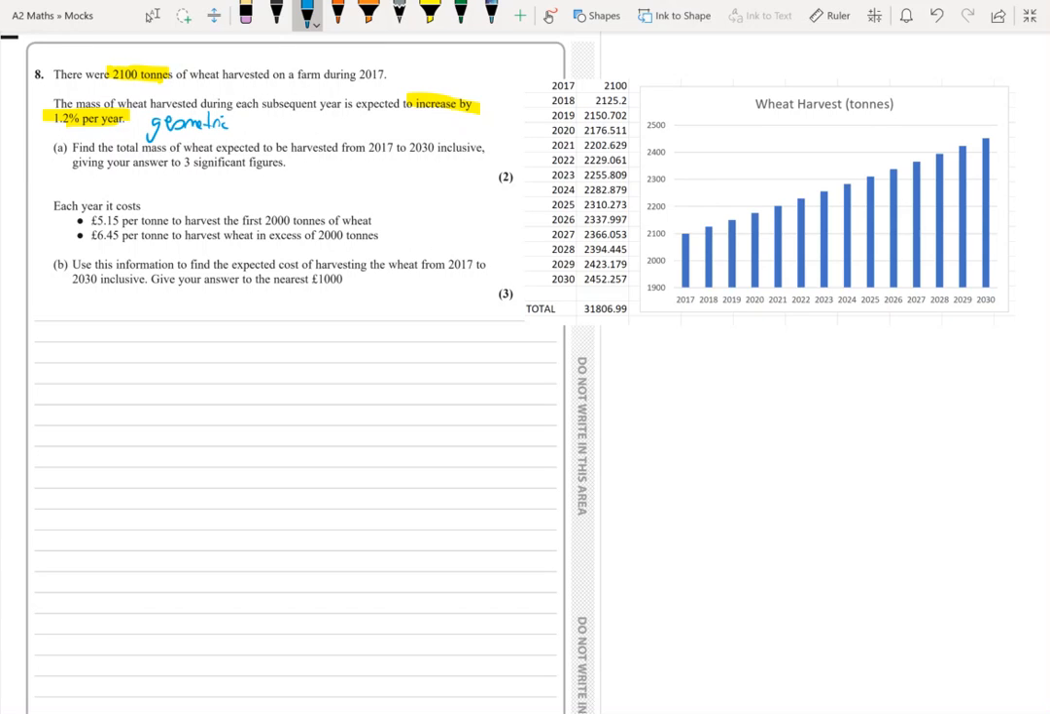It's like interest in the bank. 1.2% interest on your money is exactly the same as 1.2% growth in this harvest of wheat. That's always a geometric situation. Okay, so we need to think about geometric sequences.